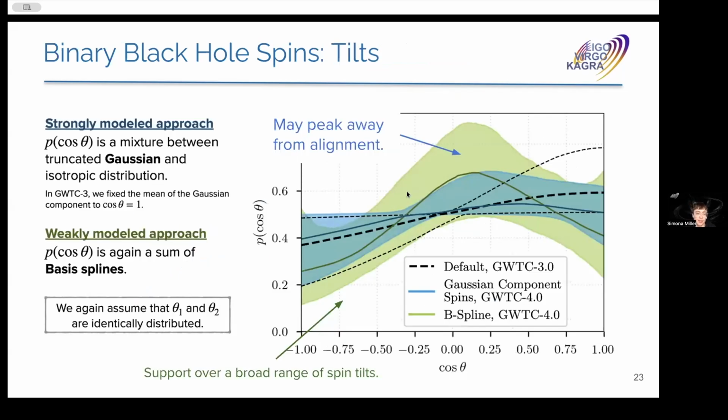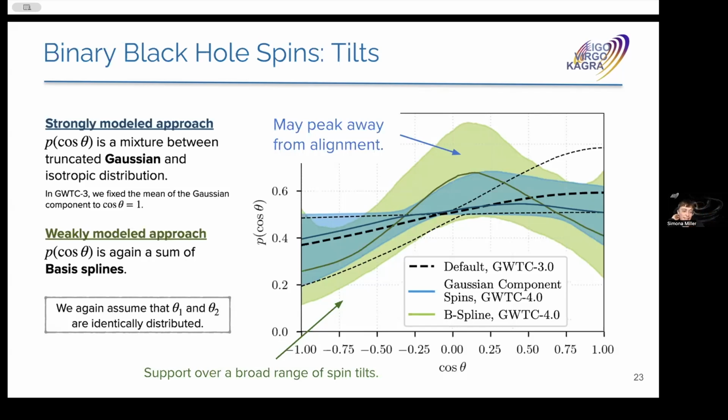Next, we're going to look at the degree of misalignment in the population. Here, our strongly modeled approach is a mixture between a truncated Gaussian distribution and an isotropic distribution. We also changed this model slightly from previous catalogs, where in GWTC-3 we fixed the location of that Gaussian component to be at cosine theta of 1. Now we allow this to be a free parameter. And for the weakly modeled approach, we again use a sum of B-splines.